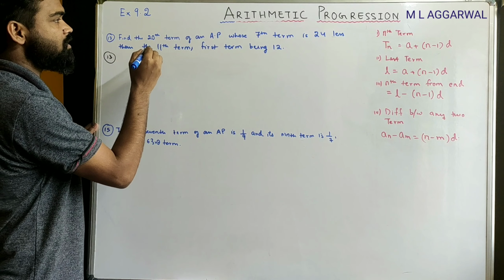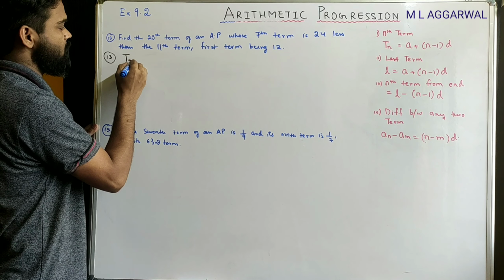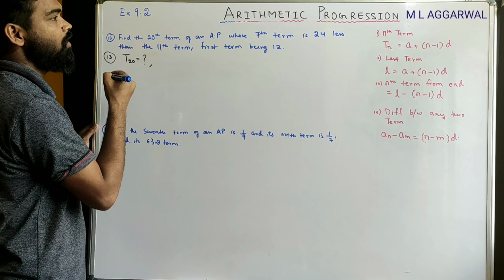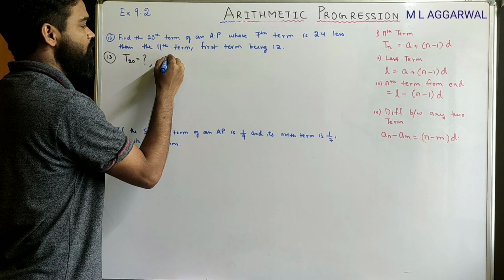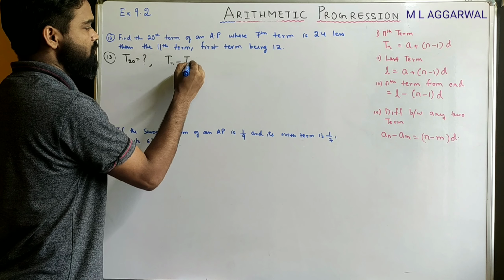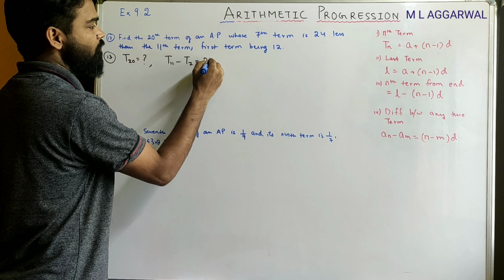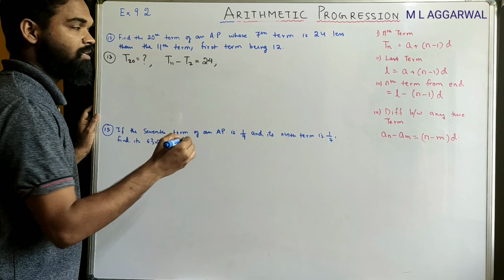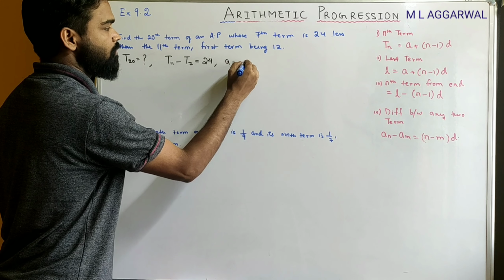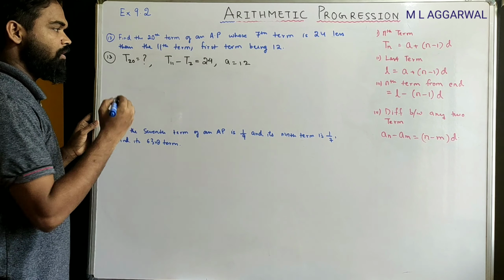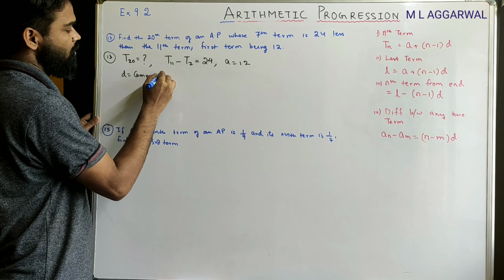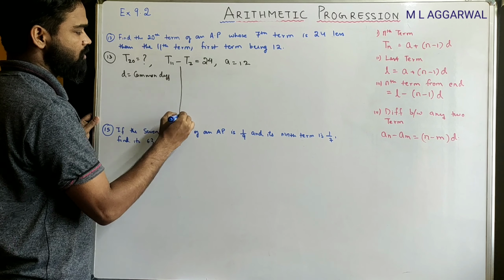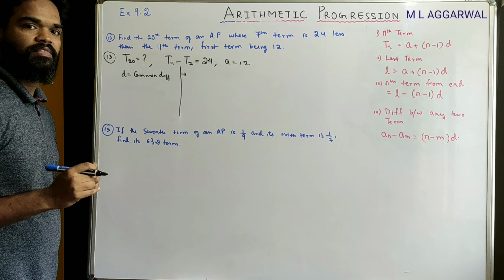Find the 20th term of an AP, they ask you T20, okay, whose 7th term is 24 less than the 11th term, which means T11 minus T7 is equal to 24, and the first term being 12. Now first of all, let D be the common difference. With the help of this, we'll try to find the value of D.